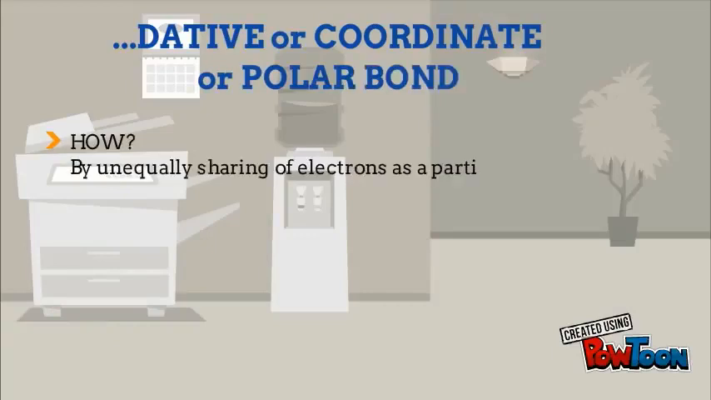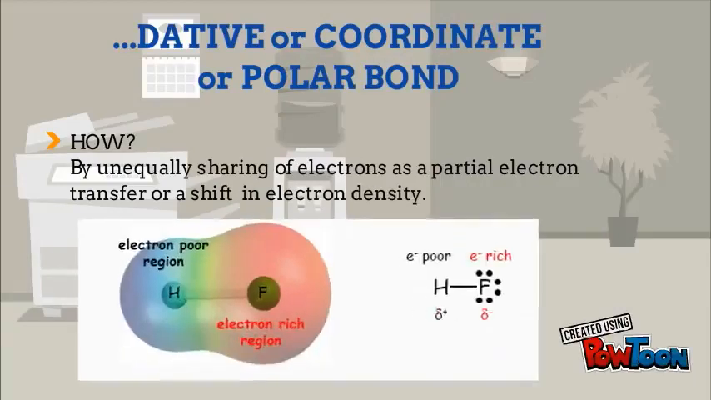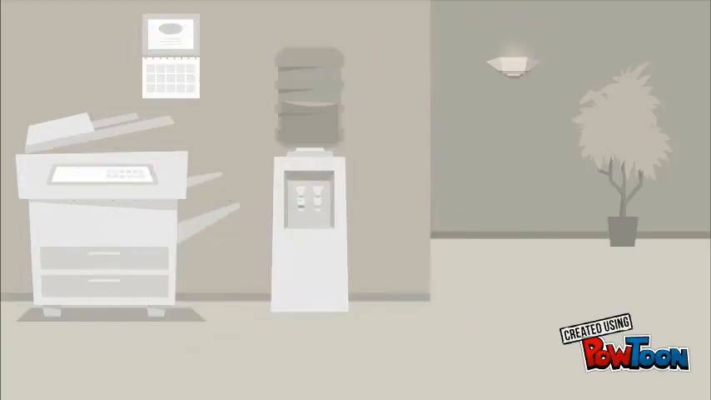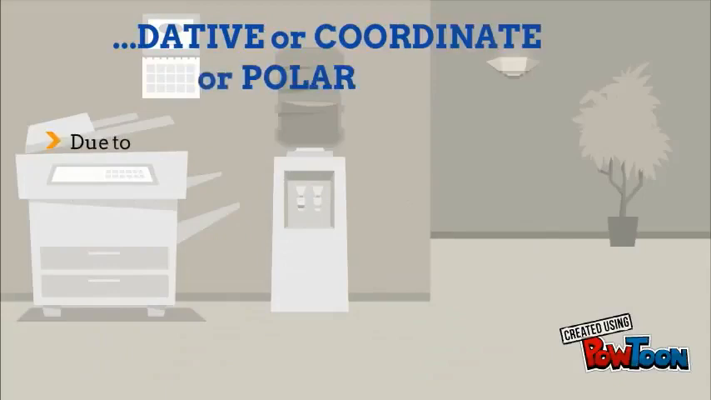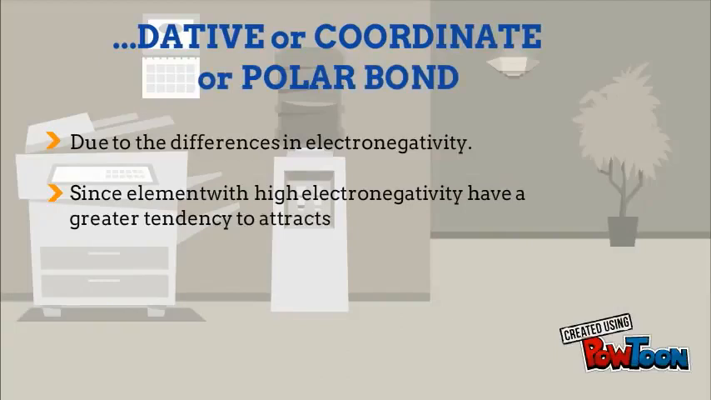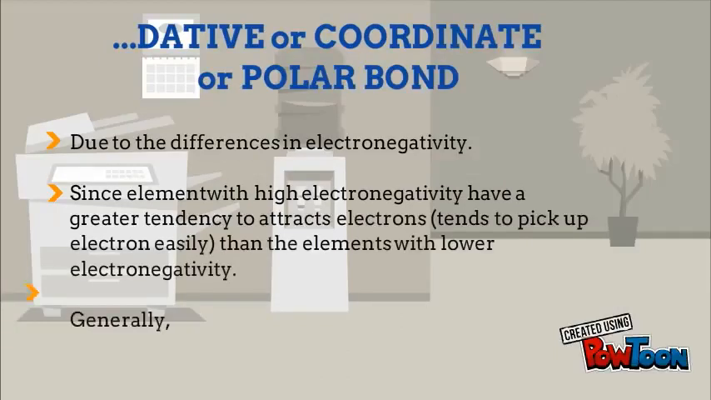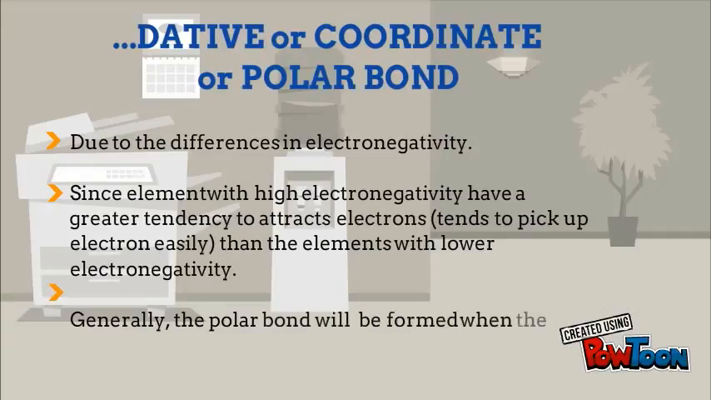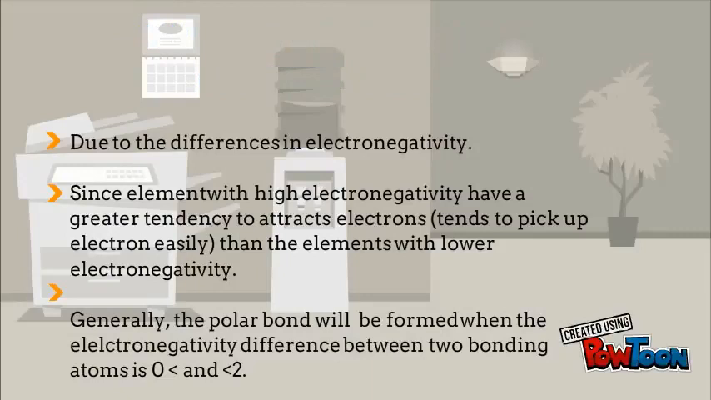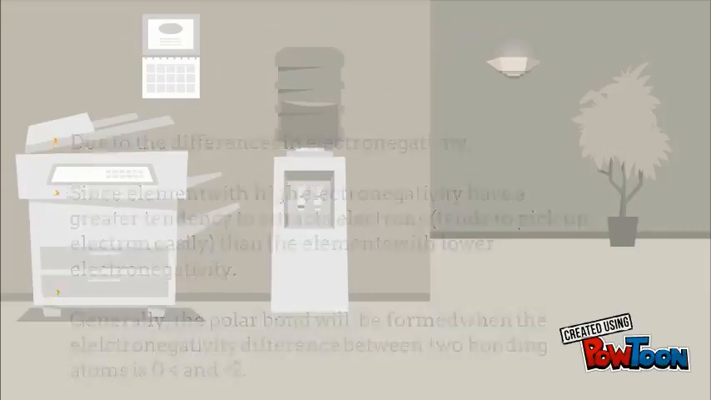How? By unequal sharing of electrons, as a partial electron transfer or a shift in electron density. Why? Due to differences in electronegativity. Since elements with high electronegativity have a greater tendency to attract electrons, they pick up electrons more easily than elements with lower electronegativity. Generally, a polar bond will be formed when the electronegativity difference between two bonding atoms is.